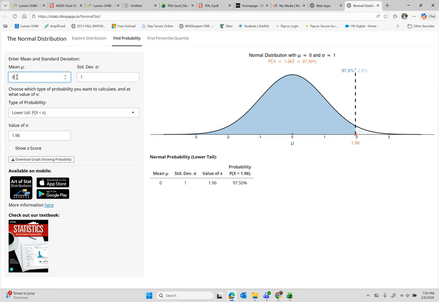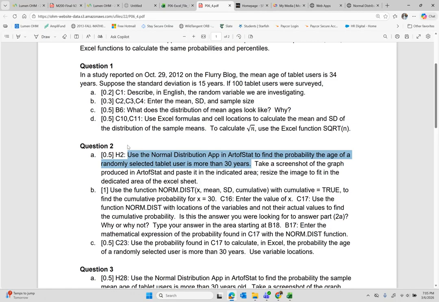I will update the mean to be 34, and I will carefully read the question. Are they asking me for a sample mean, or are they asking me for one individual? So it says to find the probability the age of a randomly selected individual tablet user is more than 30 years. So the individual tablet users, we have a mean age of 34 and a standard deviation of 15.